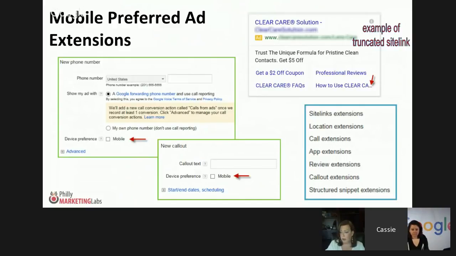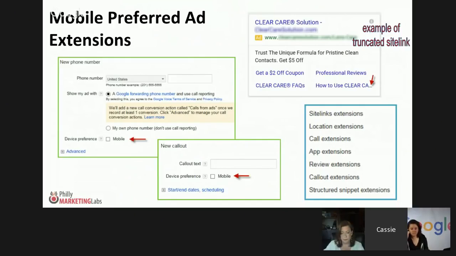Same goes for callouts. They will get truncated if they're too long, or they'll drop them. So let's say you had 3, you might only have 2 of them show up, and they may not be the 2 that you really wanted. Maybe the third one was really your stronger call to action.